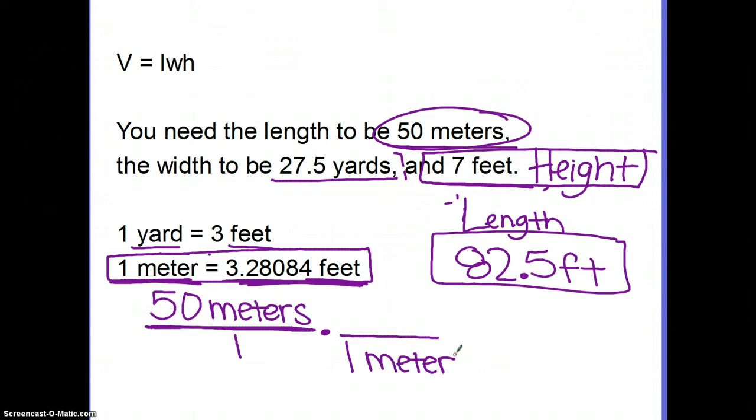And 1 meter is equal to 3.28084 feet. So remember, these are exactly equal. I'm just timesing by 1. Okay, so meters is on top, meters is on bottom. They cancel out. I'm going to multiply straight across.